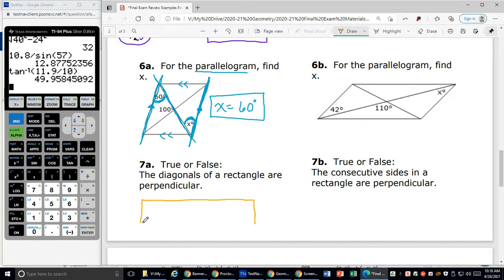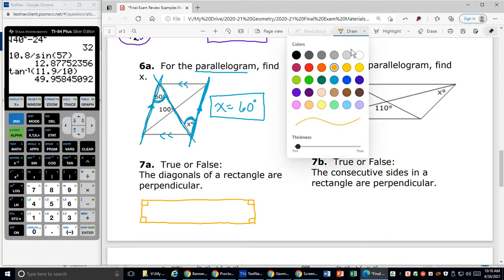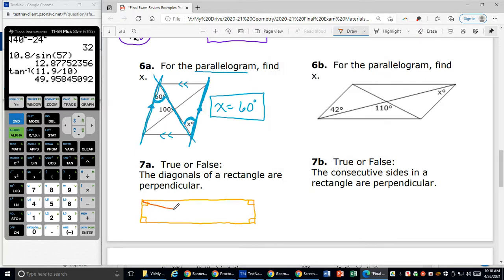As close as I can get without a ruler and just trying to draw with my mouse. Okay, so there's my rectangle. I do know I have 90-degree angles in my corners. I know opposite sides are congruent. My sides next to each other are perpendicular. So if I were to draw in the diagonals of this rectangle, pretend that's a good diagonal.